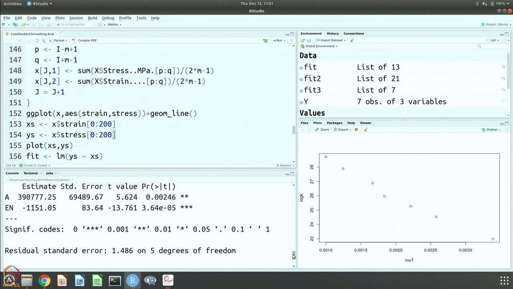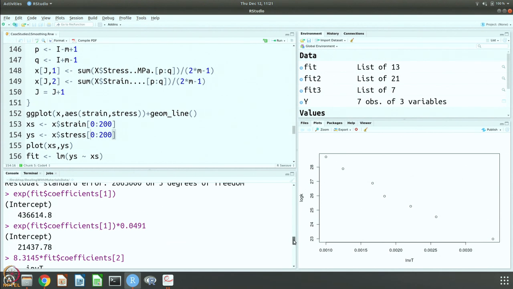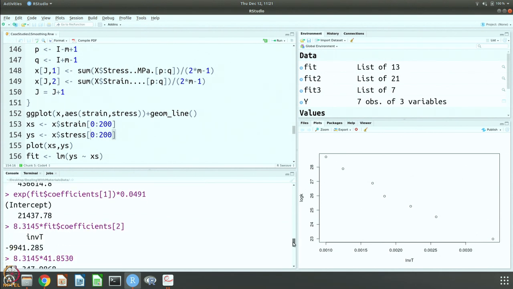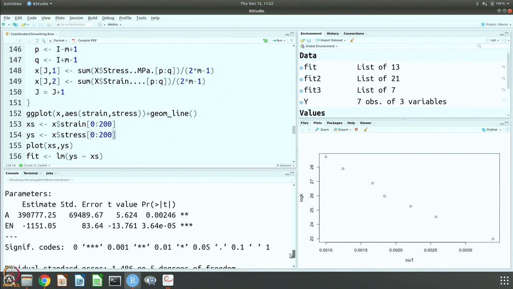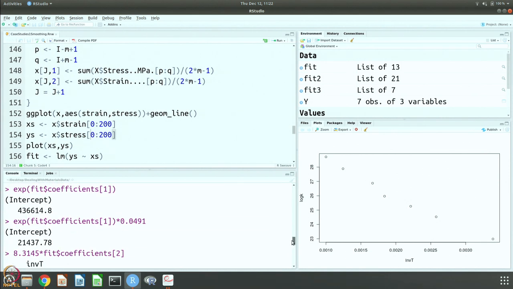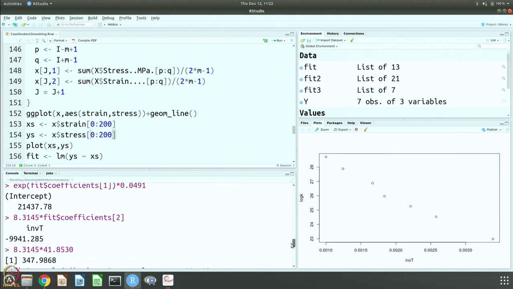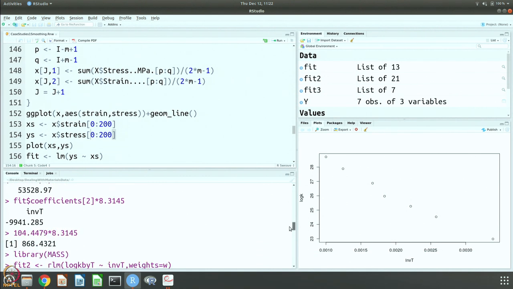So the good news is that we are getting the same value of about 4.3, 3.9 as the estimate for the A, the pre-exponential constant, and we are getting the same 9.5 kilojoule for the activation energy we are getting.